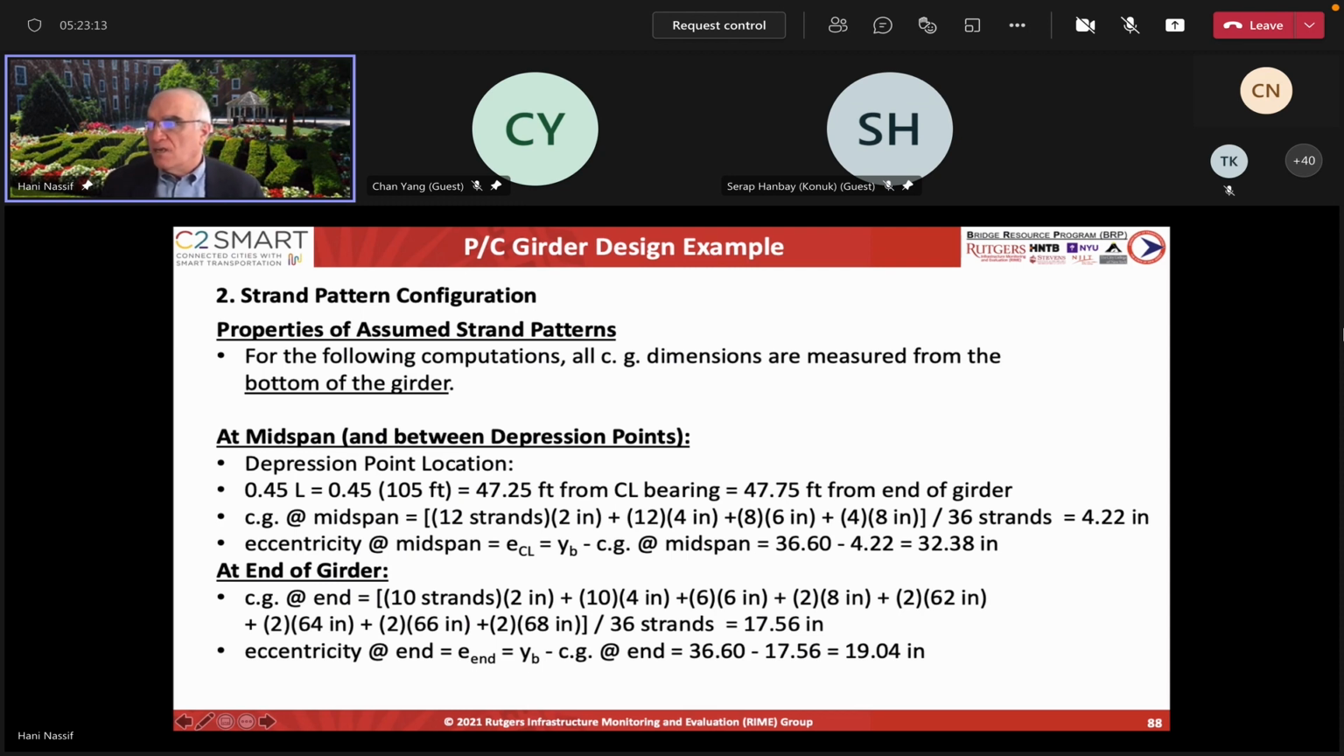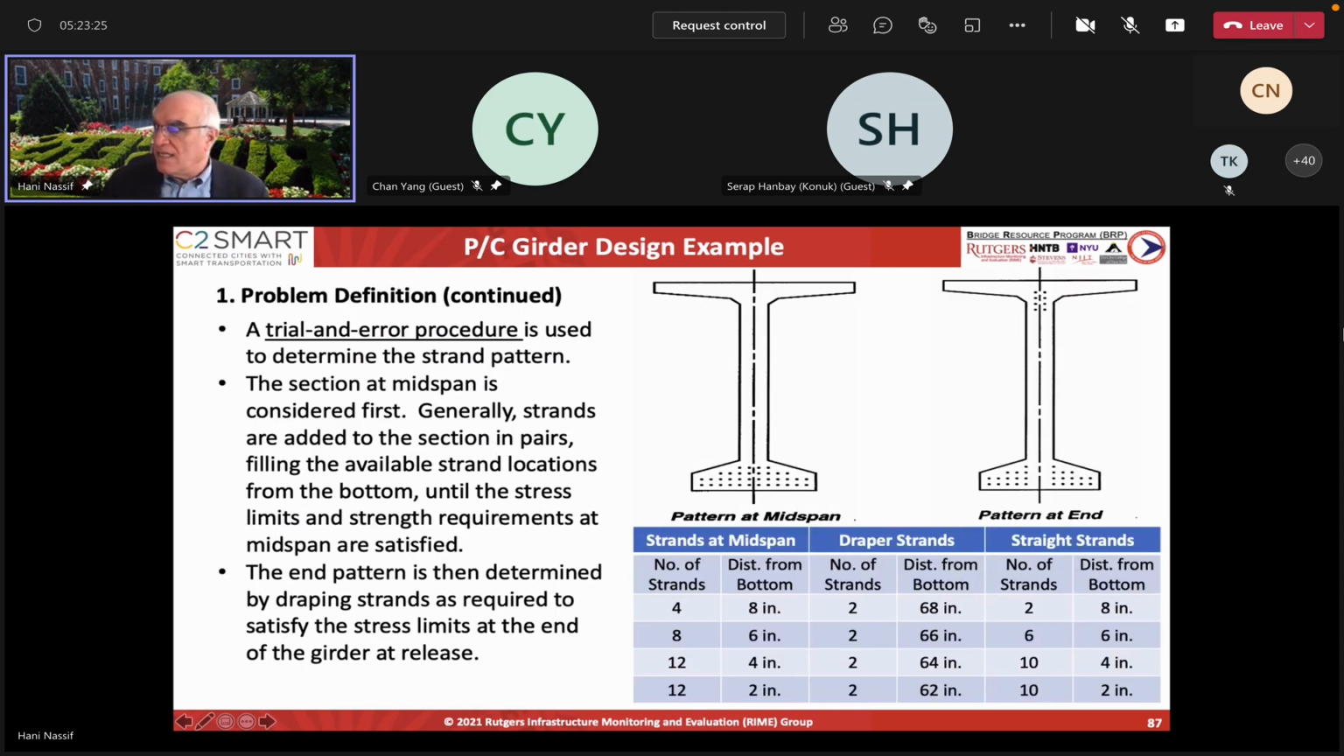This is where, at 47.5 feet from the center line of the bearing of the girder, you would know what the CG is at midspan. As I said, here you have the tendons at 2 inches, so you count the distance. You have to find the CG of the pre-stressing, so you can find the e0, the eccentricity that you need. Same thing, you can do that on the other side.